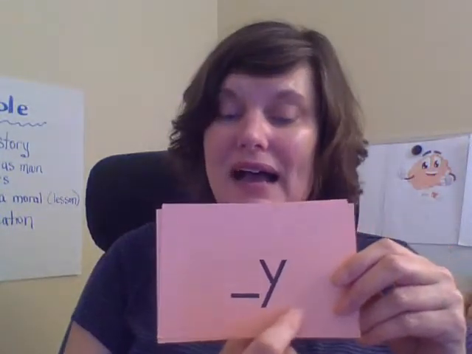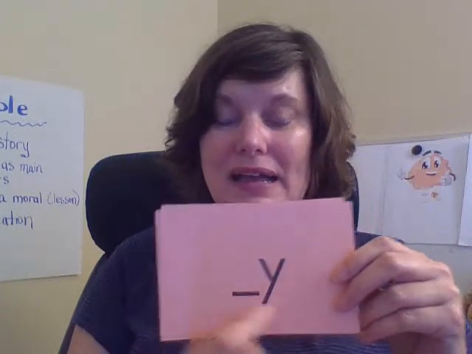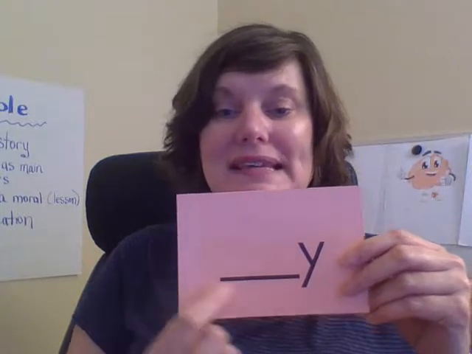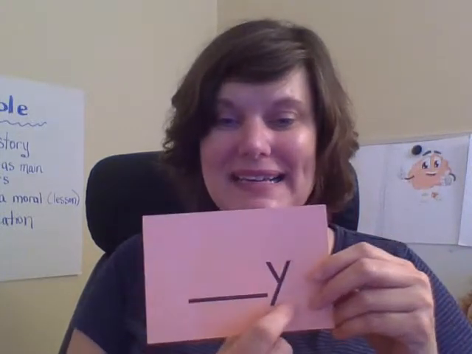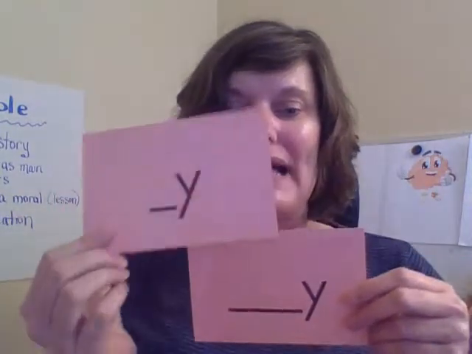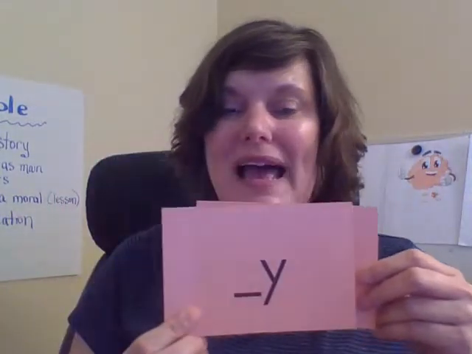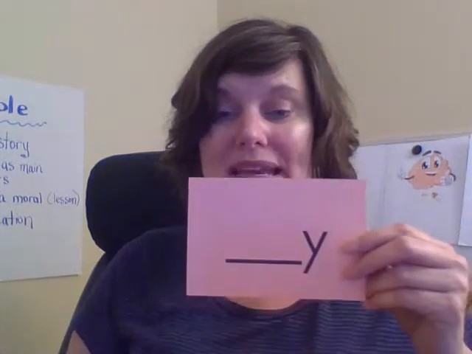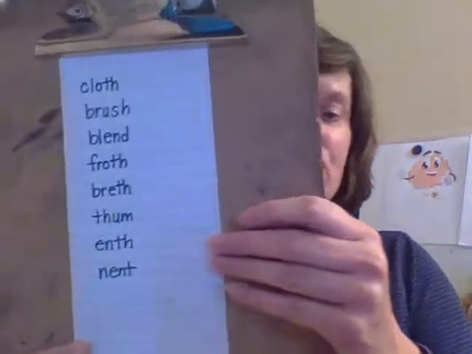Remember, this is I. Together, I. Your turn, I. Good. This is E. Together, E. Your turn. Good. Remember, it's I when it's at the end of a one or single syllable word, and it's E at the end of a multi-syllabic word. All right, let's practice our list of words.